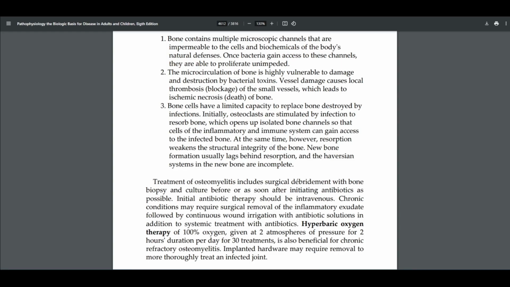Treatment of osteomyelitis includes surgical debridement with bone biopsy and culture before, or as soon after initiating antibiotics as possible. Initial antibiotic therapy should be intravenous. Chronic conditions may require surgical removal of the inflammatory exudate, followed by continuous wound irrigation with antibiotic solutions in addition to systemic treatment with antibiotics.